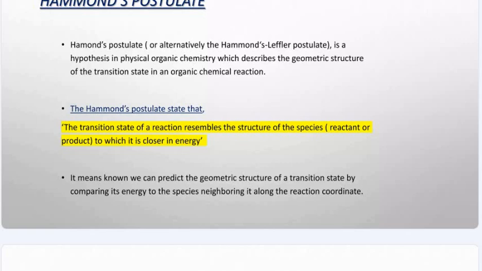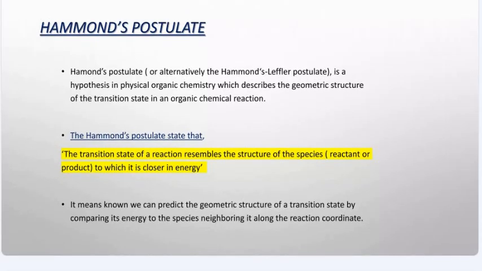You know the Hammond postulate. The Hammond postulate, or alternatively the Hammond-Leffler postulate, is a hypothesis in physical organic chemistry which describes the geometric structure of the transition state in an organic chemical reaction. The Hammond postulate states that the transition state of a reaction resembles the structure of the species, reactant or product, to which it is closer in energy.